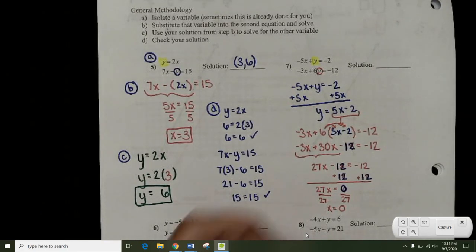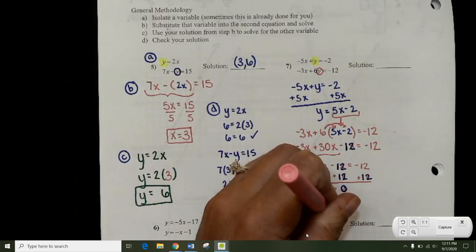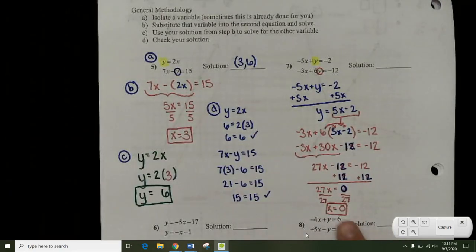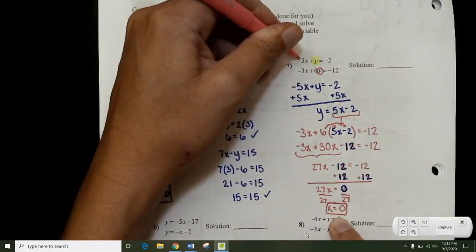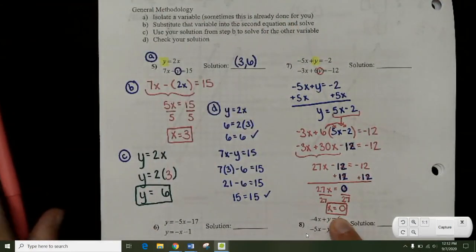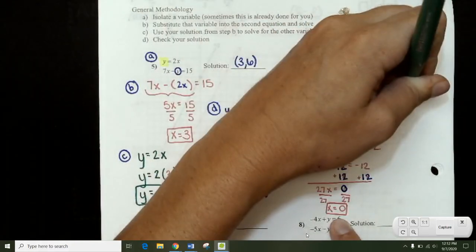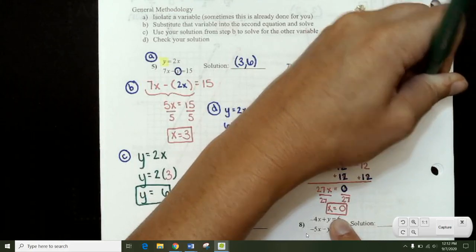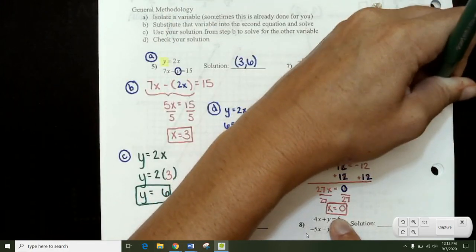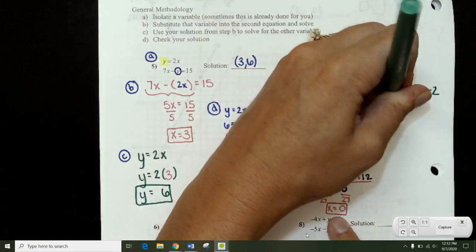So now that I have this x equals 0, I'm going to take that and plug it into one of my equations. I'm going to use my top equation. So I'm going to use negative 5x plus y equals negative 2. And I'm going to plug it in for the x.